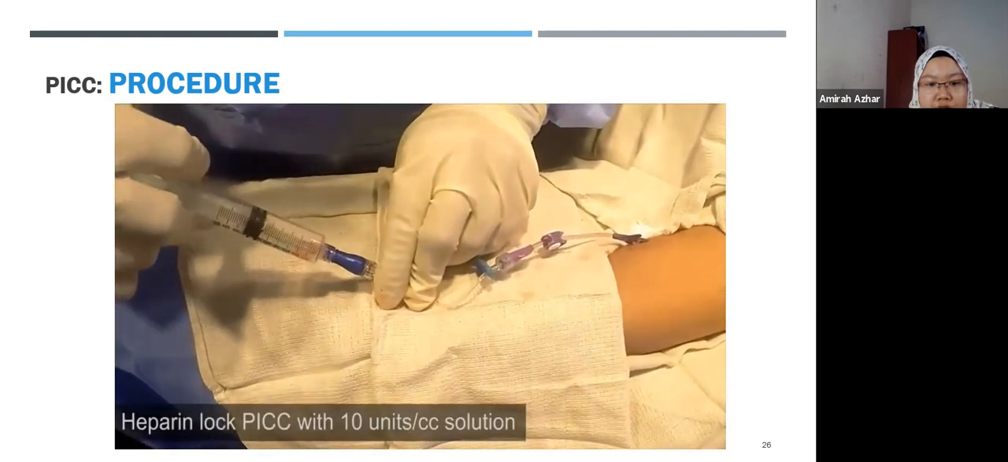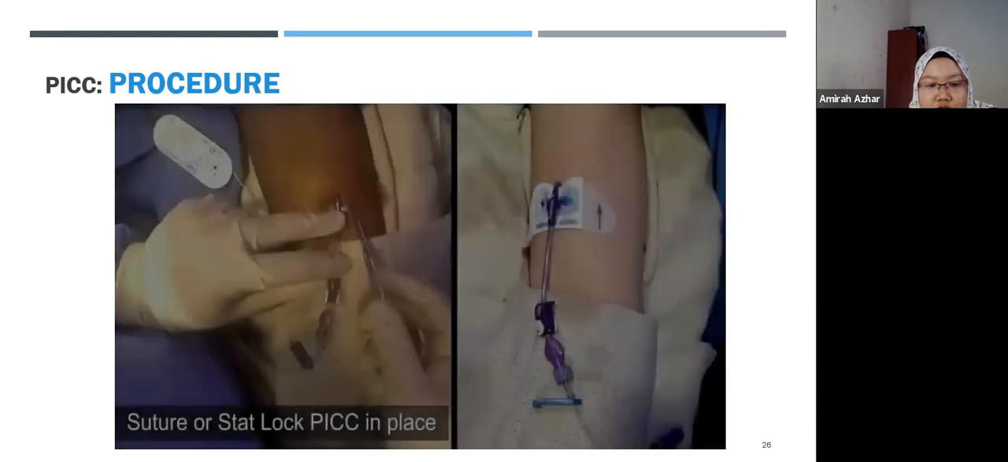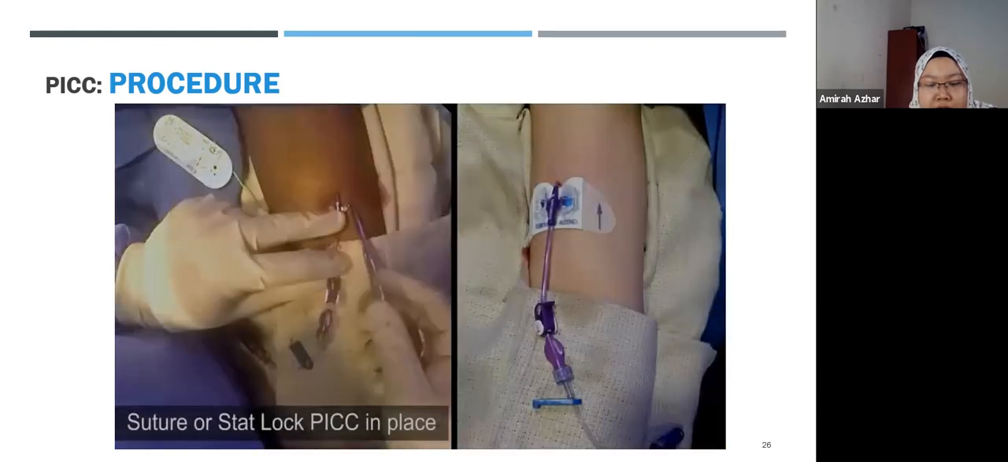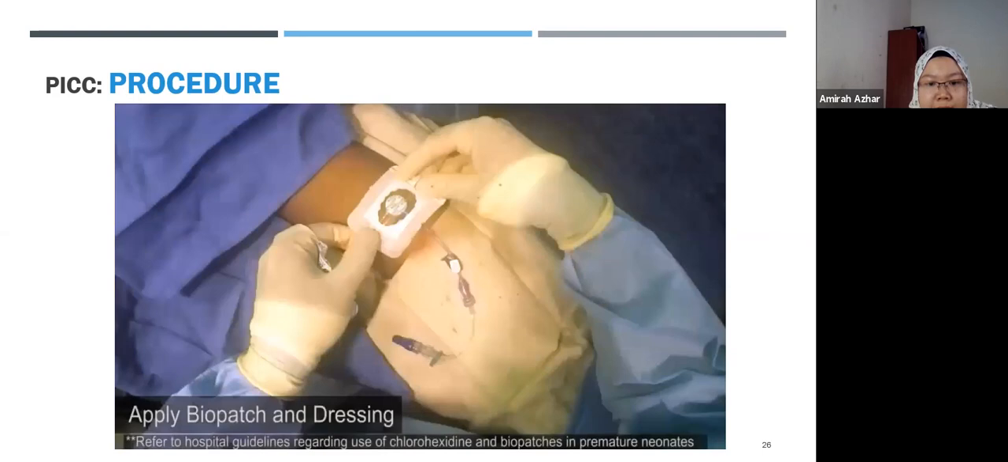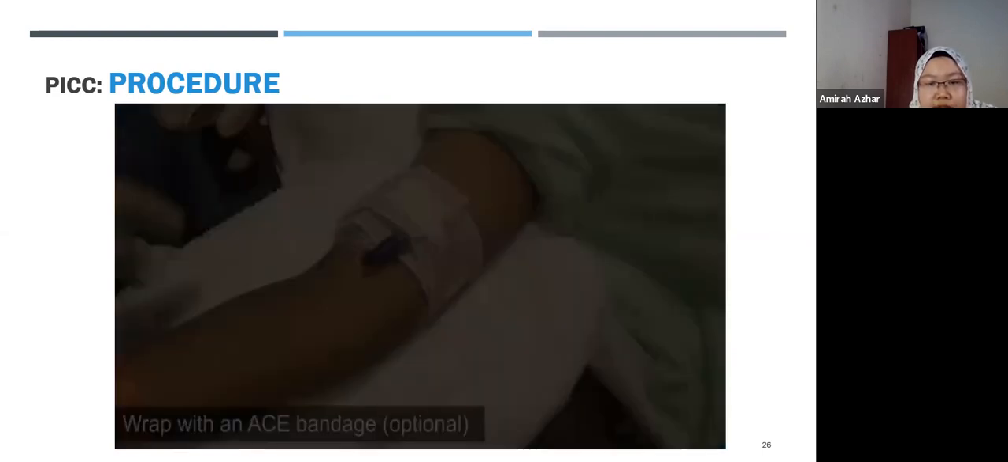Inject the heparin lock PICC with 10 units solution. And lastly, you secure the placement of PICC and apply biopatch and dressing.